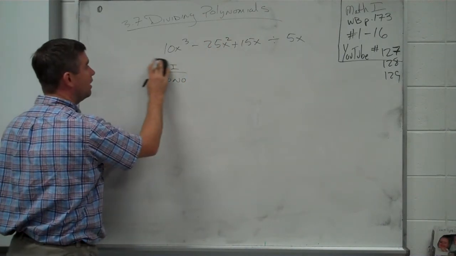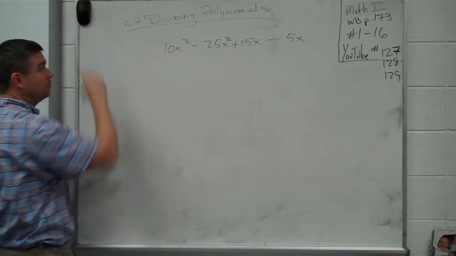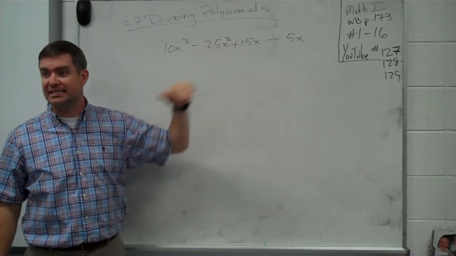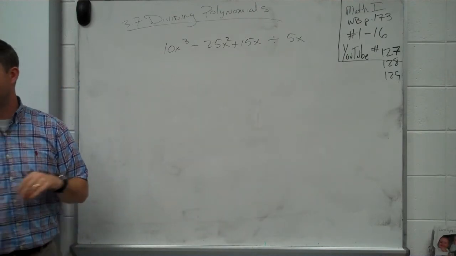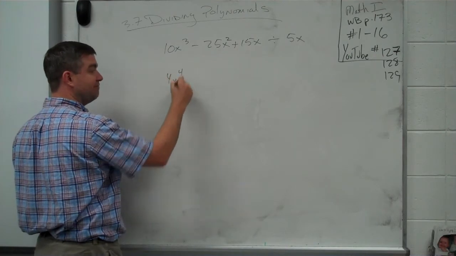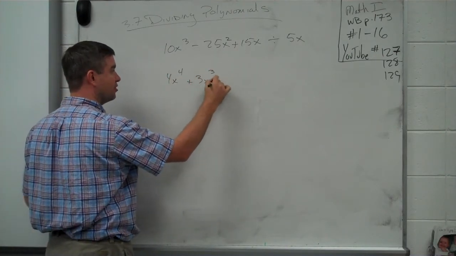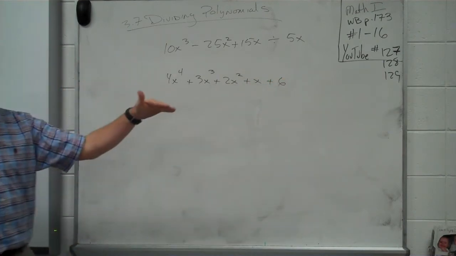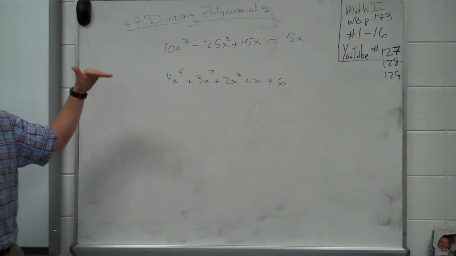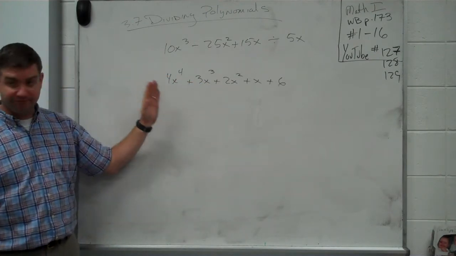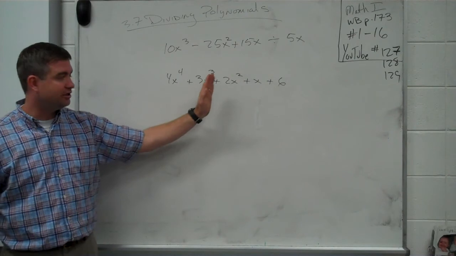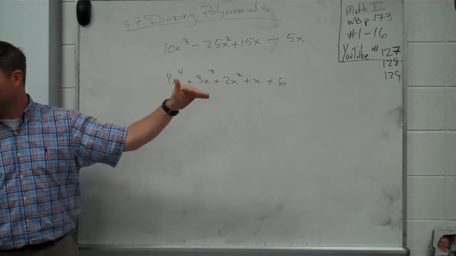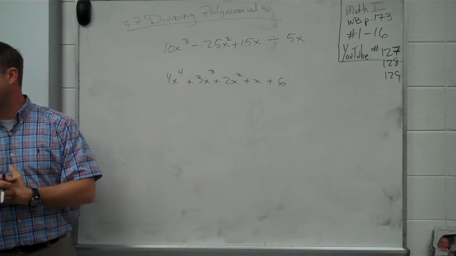Alright, a couple things to notice. Number one, always make sure that your trinomial is in descending order. What does that mean? That means 4x to the fourth plus 3x to the third plus 2x to the second plus x plus no x. This is just an example. Reminding you of what descending order is: x to the fourth, x to the third, x to the second, x, and no x. Write it in the margin. It must be in descending order.